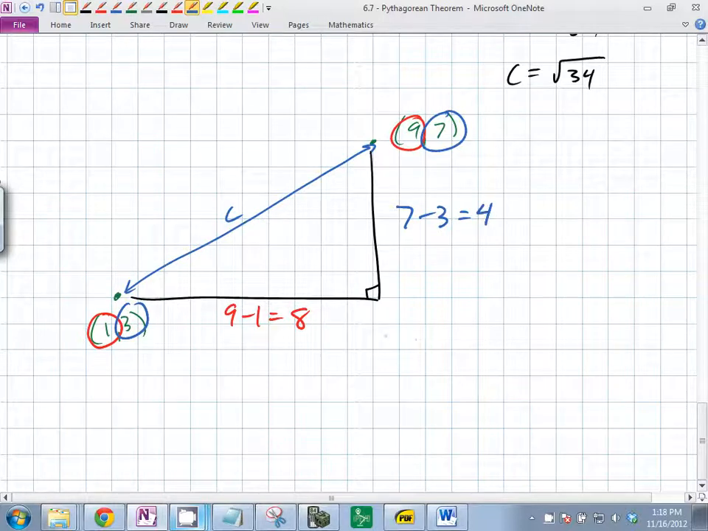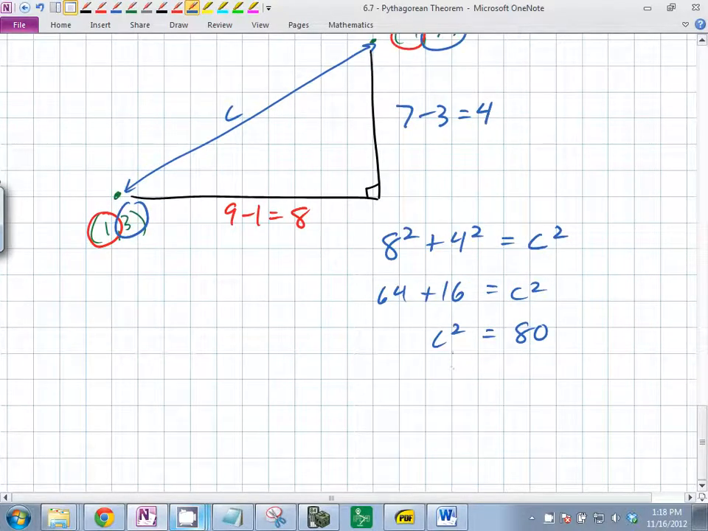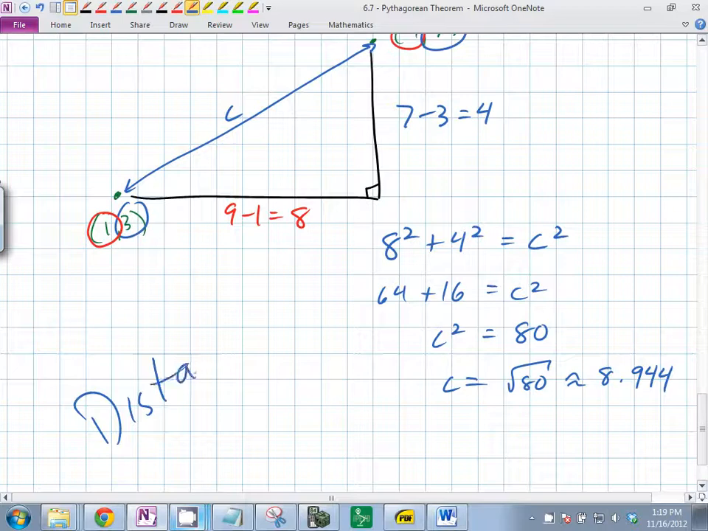So you know that 8 squared plus 4 squared has to equal c squared. 64 plus 16 is c squared, and c squared therefore will equal 80. Square root both sides, you get c is equal to the square root of 80, which is about 8.944. Does that kind of check out? Over 8 up 4? Sure, it does. So you can calculate distance between any 2 points. One thing to keep in mind is distance is always positive. So if you're going from 1 to 9, that's a distance of 8. If you're going from 9 to 1, that's still a distance of 8.